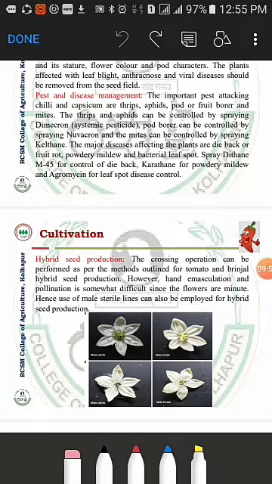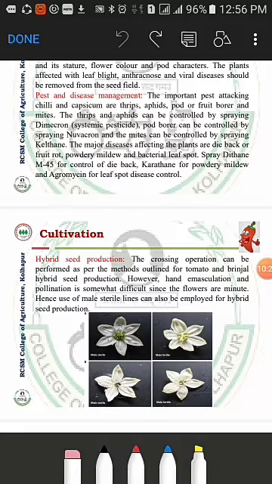Hybrid seed production program: chili is often cross-pollinated. Most of the cross-pollination takes place due to insects. That means the insect is a major factor for the hybridization program, and here, when we are using CMS or GMS, the insect plays a very important role.